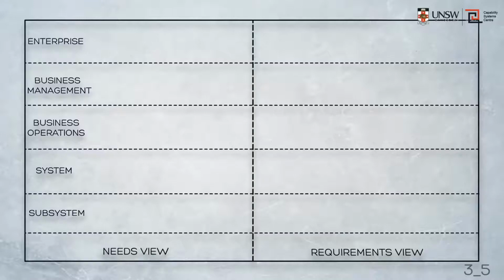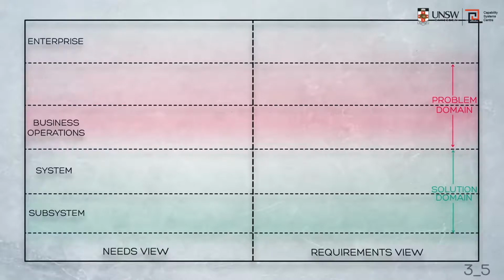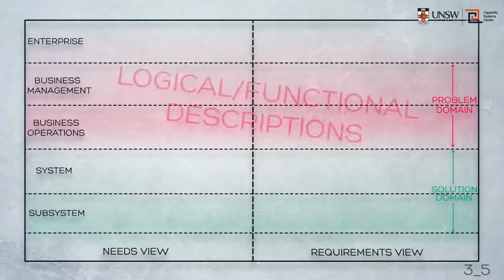As illustrated here, the enterprise, business management and business operation views are in the problem domain. The system and subsystem and lower views are in the solution domain. As we discussed in earlier modules, the problem domain is generally considered to be the responsibility of those who have the ownership of the problem that's to be solved. So the descriptions of the system are mostly in the language of the customers, business management and business operations, focusing on what the system needs to be able to do, how well it should be done and why.